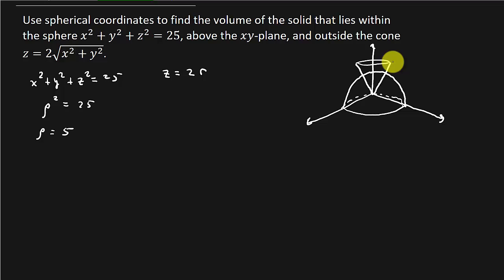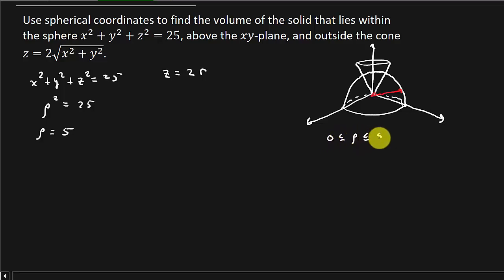What we have here is we have to set this up, and you can see rho is 5. Rho, that is the distance, from here out to any point on the sphere. That's going to be rho. And we can see that rho is between 0 and 5. And then hopefully you can also see that theta's coming around this way. Theta's going to go all the way around, so theta is going to be between 0 and 2 pi. So those are pretty easy to get there.